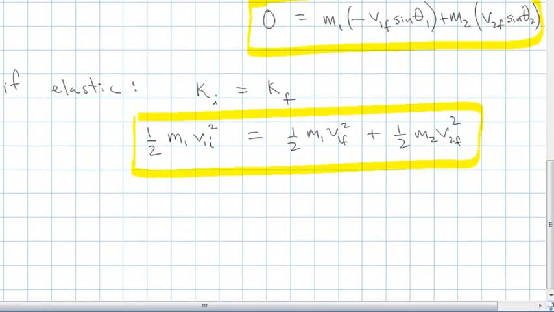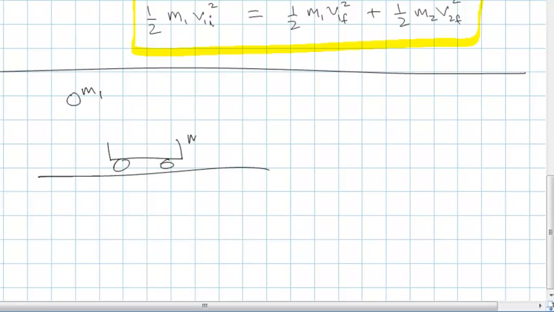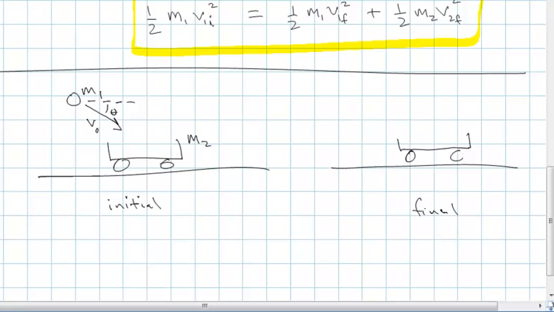Sometimes we get problems that look like this. We have a cart with mass m2, maybe it's at rest, and we have a ball or something, a big chunk of clay, and it's going to be thrown with some initial velocity at some initial angle into the cart. So at the end, what do we have? We have a cart with a big lump of something stuck in there, and the cart's going to be moving.